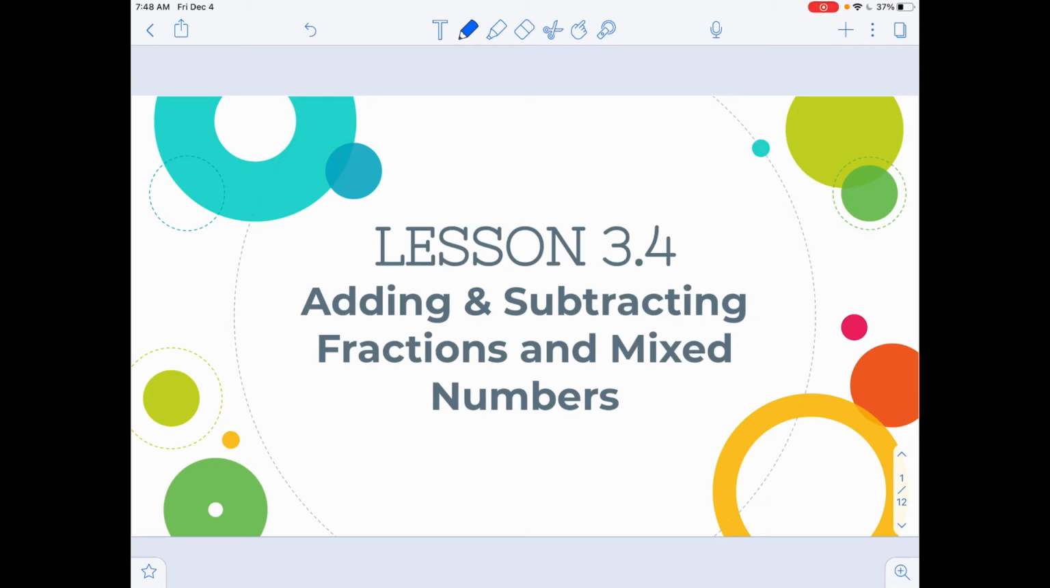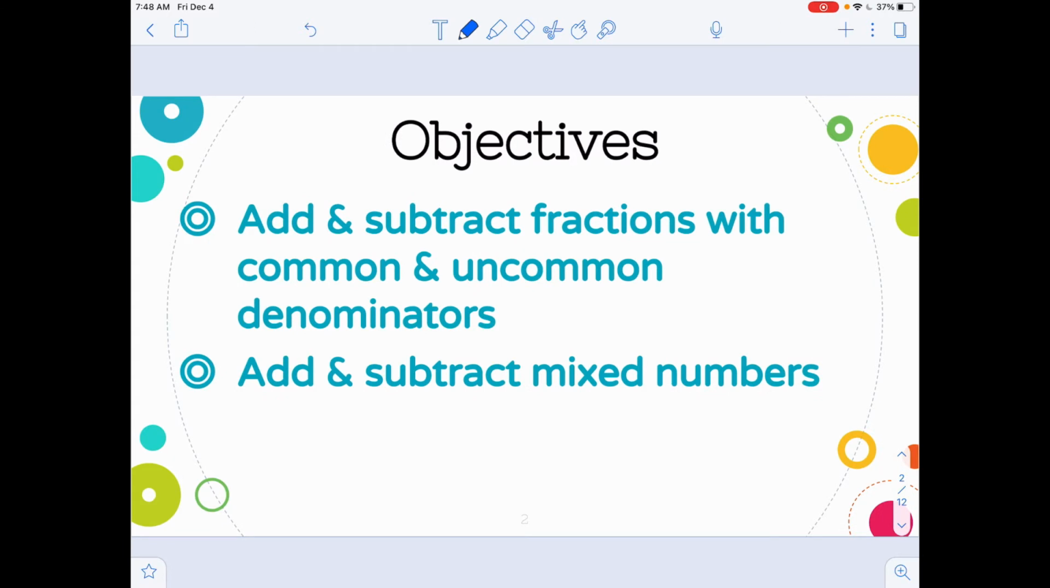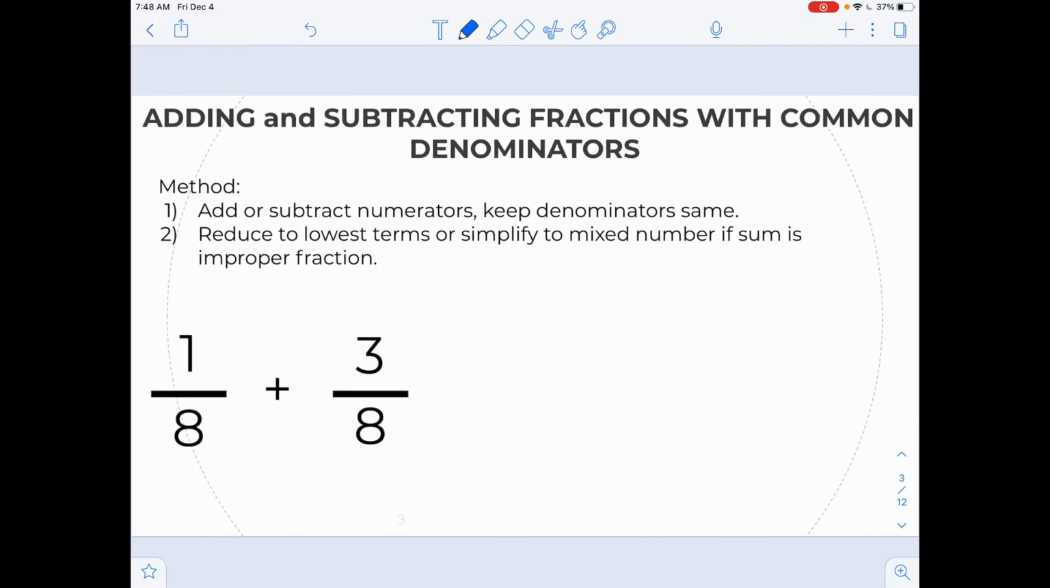Today's lesson is 3.4, adding and subtracting fractions and mixed numbers. In this lesson, we will add and subtract fractions with common and uncommon denominators and add and subtract mixed numbers. When we are adding and subtracting fractions with common denominators, it takes two steps.